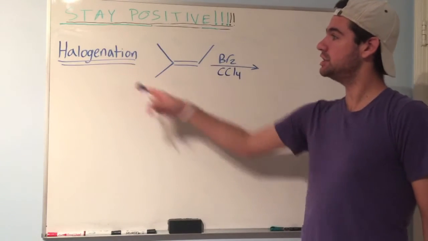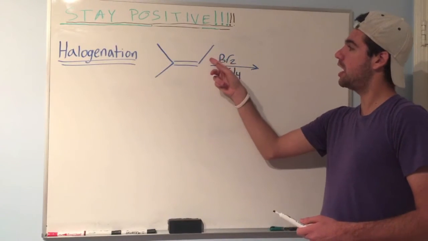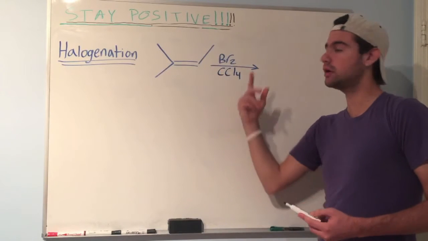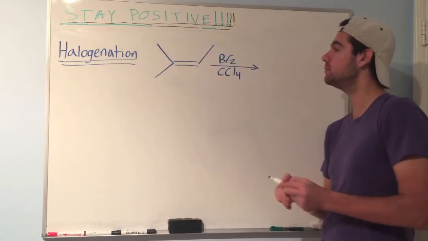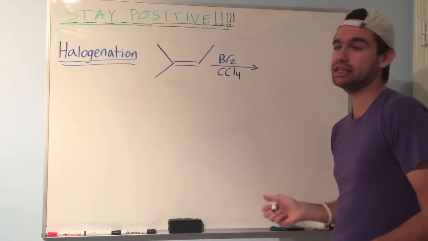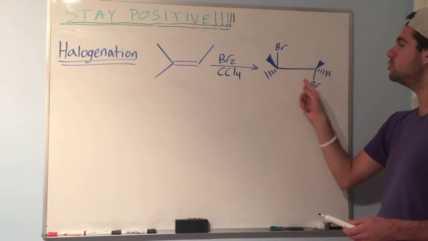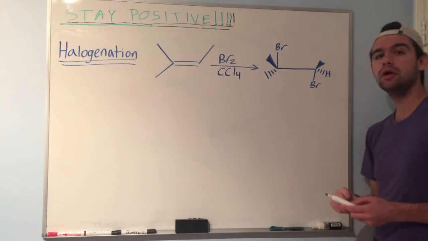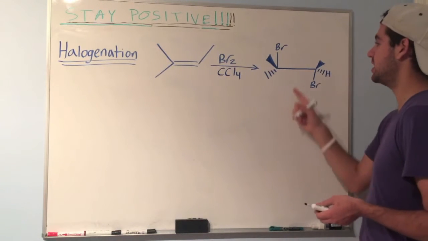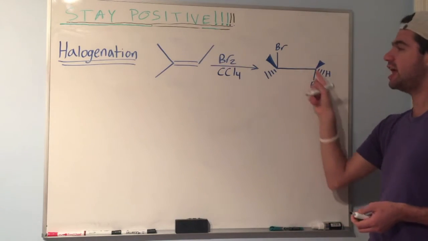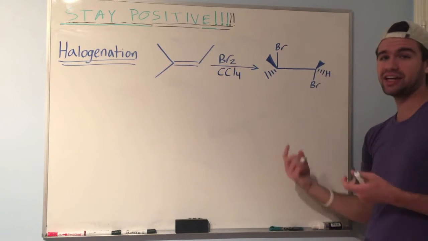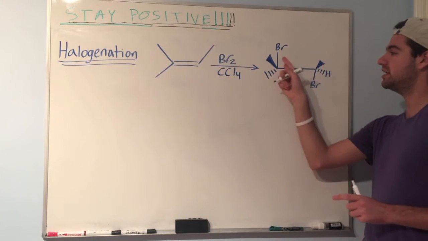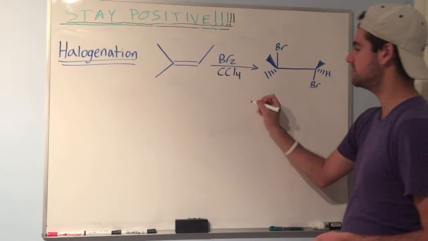Alright, the next type of reaction is halogenation. It involves Br2 and CCl4. You can also do this with I2 or Cl2. And the product looks like this. Notice that you have two Brs, two halogens across the pi bond, and they are anti to one another. So first let's talk about, is this regiospecific? The answer is no, because we added two of the same atom across the pi bond. So technically, check with your teacher, but technically we consider this not regiospecific.